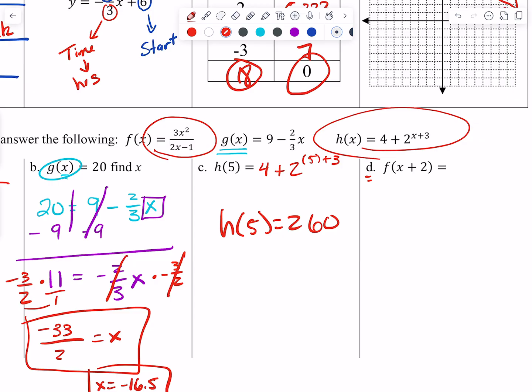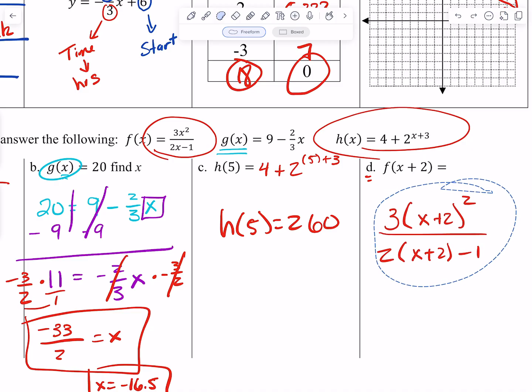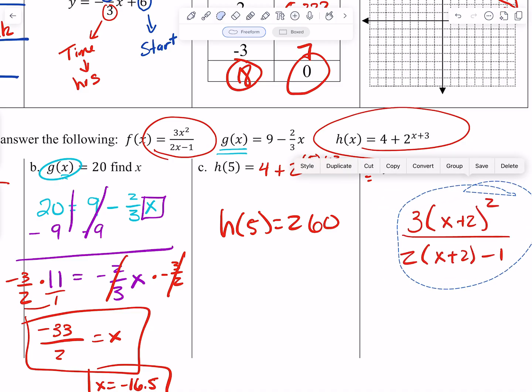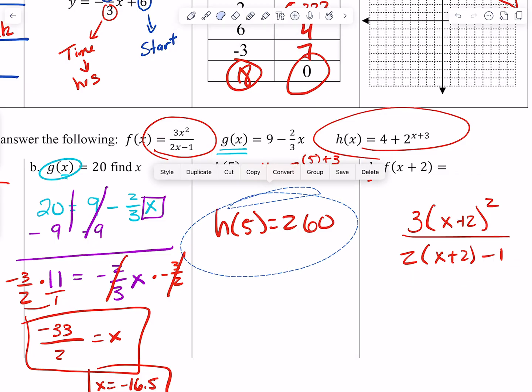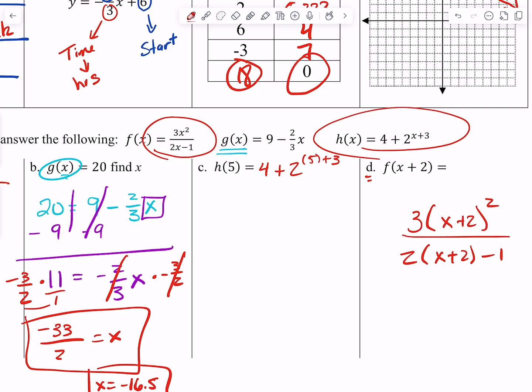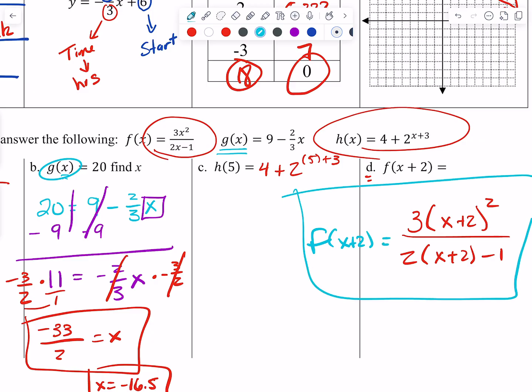So this one we're going to pull the f of x. This one we're just going to plug it into x. So we're going to do 3. We're going to plug in x plus 2 in place of x. Then we do 2, and this would be x plus 2 minus 1. Then we would say f at x plus 2 is equal to, and you can stop here. That's the correct answer. You're done.